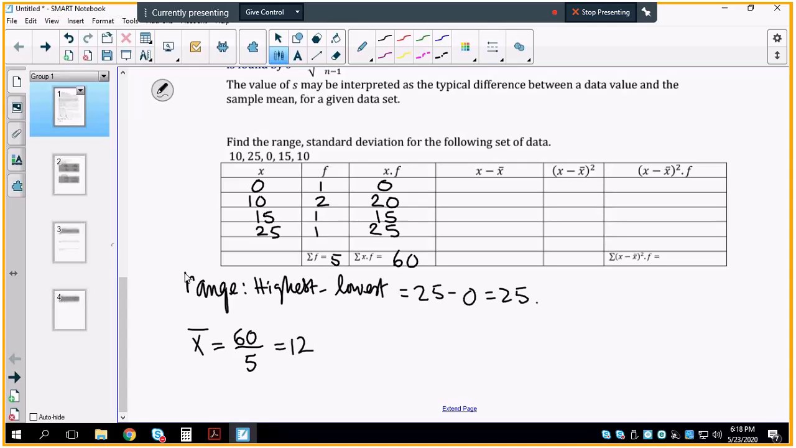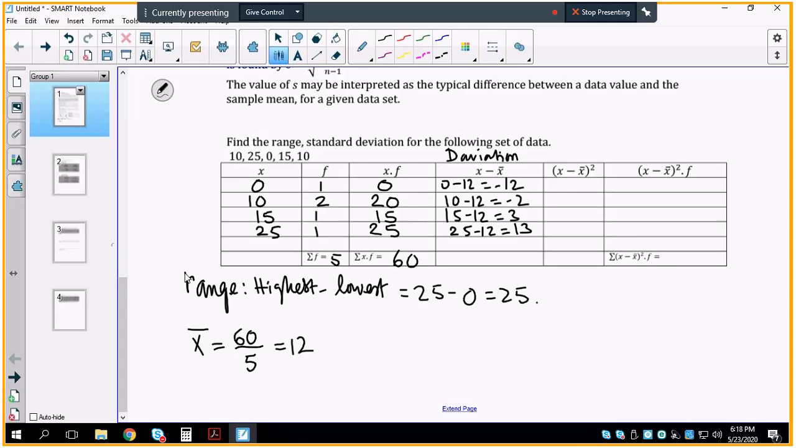So now I'm doing data minus the mean, and this is called the deviation. So you're finding the deviation for each data now. So data is 0 minus the mean 12, so that's negative 12. 10 minus 12, so that's negative 2. 15 minus 12, that's 3. 25 minus 12, and that is 13.